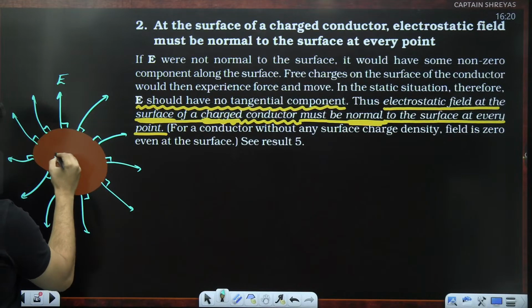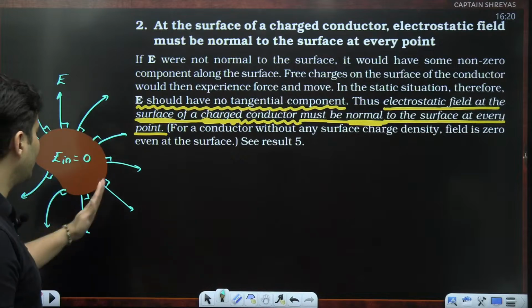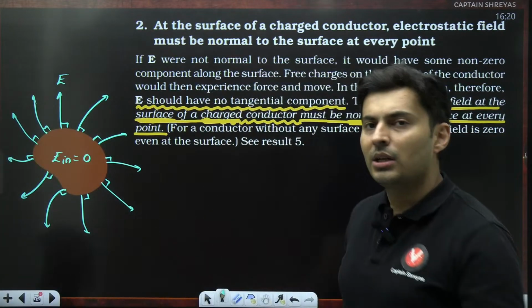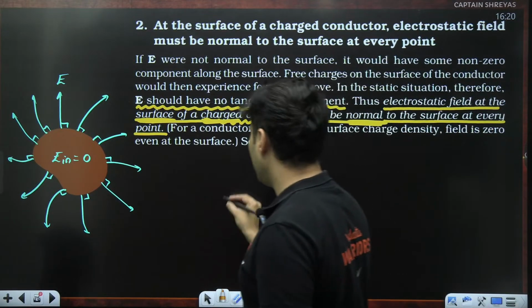Inside, remember, electric field inside was anyway zero. It's only outside that it is perpendicular. It can't have tangential components. This is the second property. You will be like, sir, why is it so? Why is it that there cannot be any tangential component?